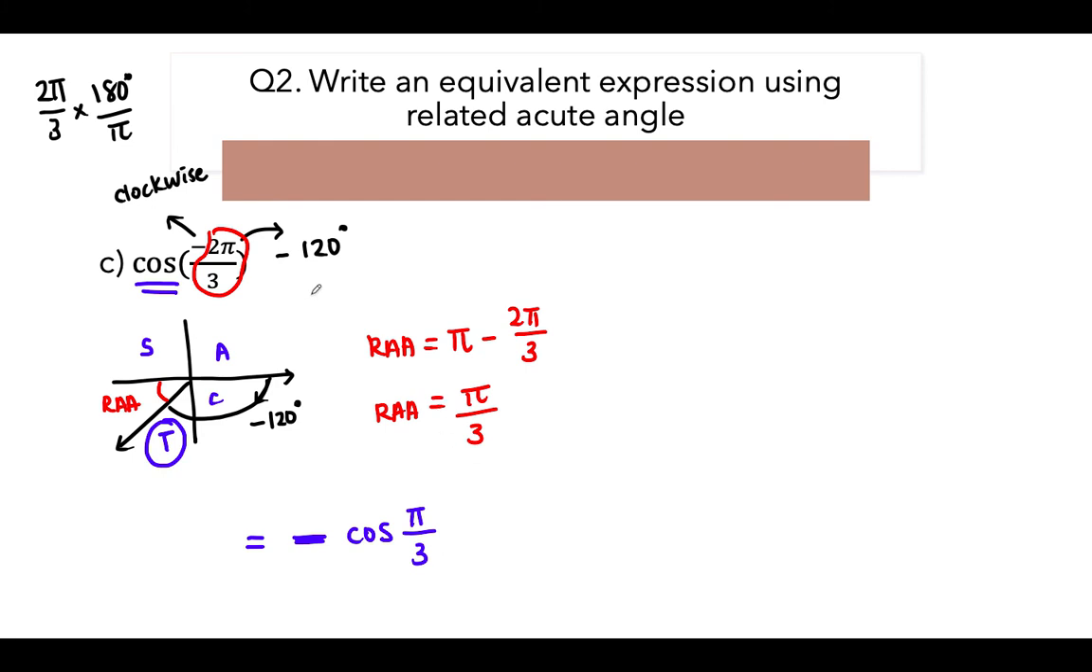So when you're doing this, number one step, change it into degrees. And number two, if it has a negative, that means it's going in a clockwise direction. If it's positive, you're going counterclockwise. And after you draw it plotted out, find the related acute angle using the pi or 2 pi formula. And then after using the CAST rule, figure out if my equivalent expression is going to be positive or negative depending on which quadrant it is located in.